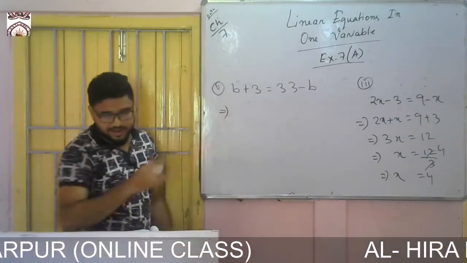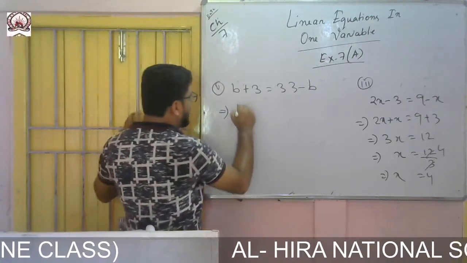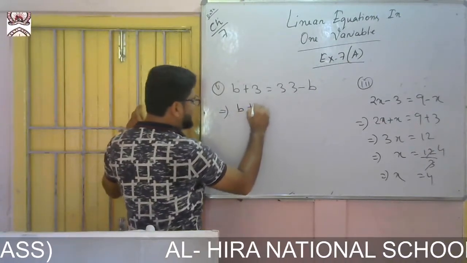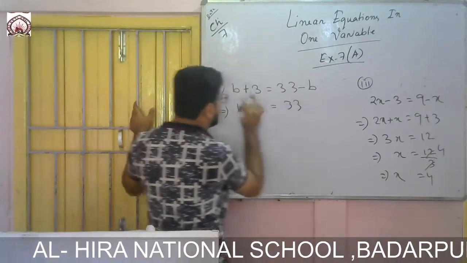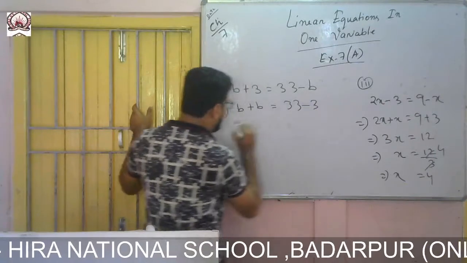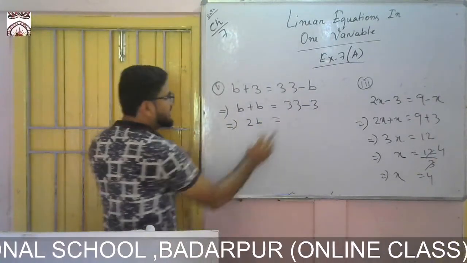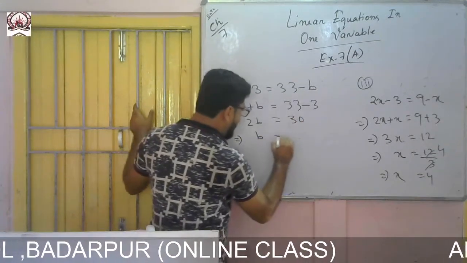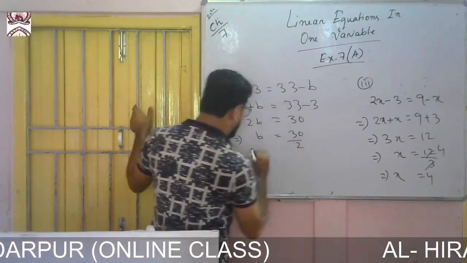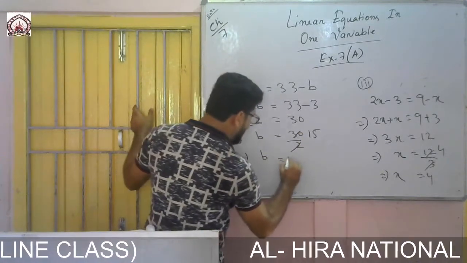Okay, 33 minus B. So you check B, this B will come here as plus B. Then here, 33, this will go as a minus. So 2B here, B plus B is 2B, and here 33 minus 3 is 30. So B equals 30 by 2. If we cancel, then 15. So the answer is 15.